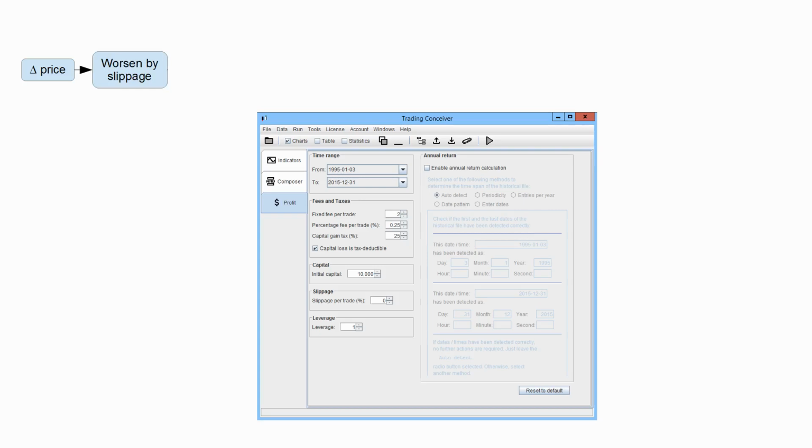This is a pretty strong assumption because in reality slippage sometimes will worsen but sometimes will improve performance. We're assuming it is always unfavorable. The result is multiplied by the leverage. The capital is updated based on the profit. The brokerage fees are calculated, both fixed and percentage, and are subtracted from the capital.